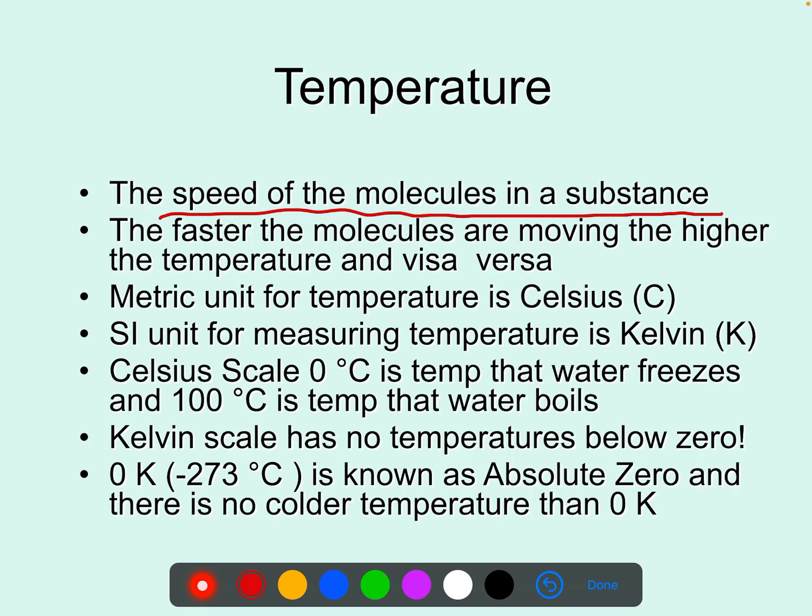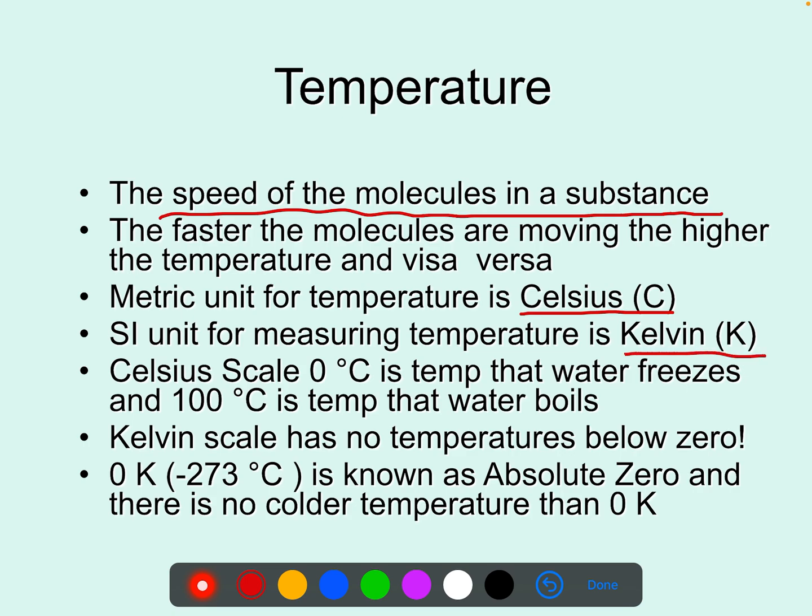The metric system uses Celsius, which has a range from 0, which is the freezing point of water, and there's, of course, negative temperatures below that, and then to 100, which is the boiling point of water, and of course, you can go higher than that. In terms of the SI system, scientists use kelvins.